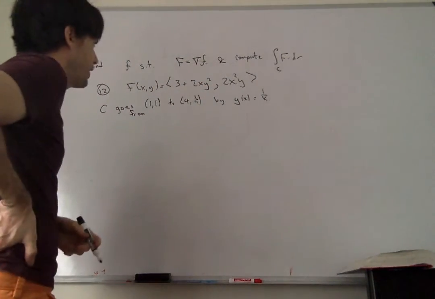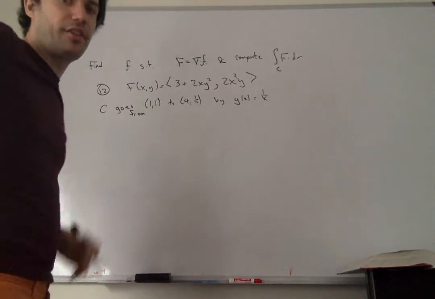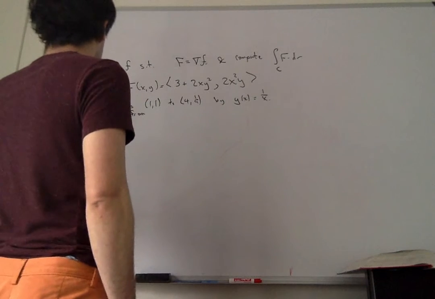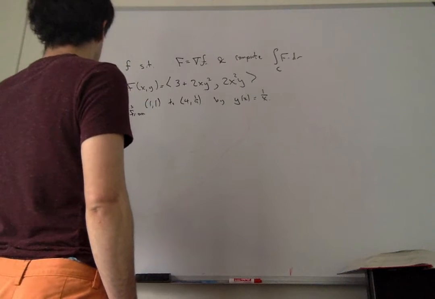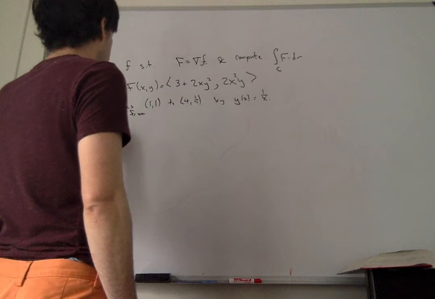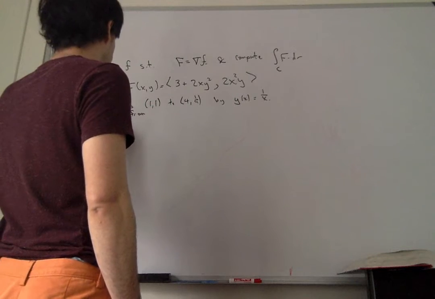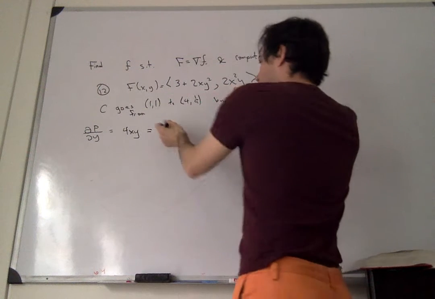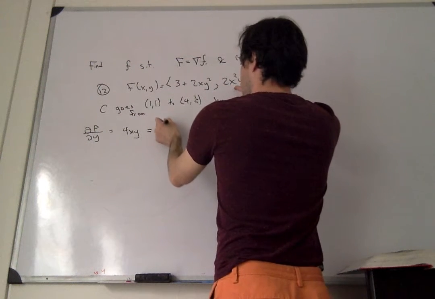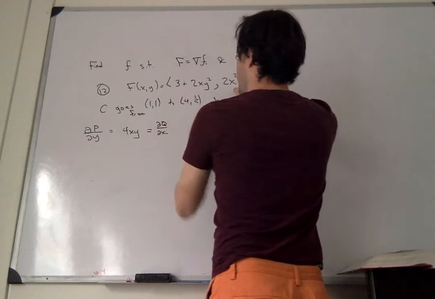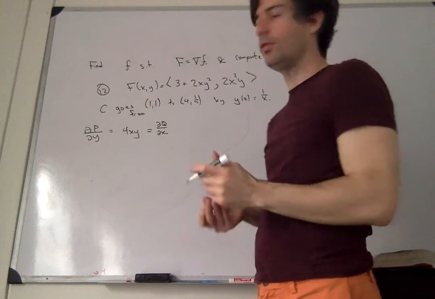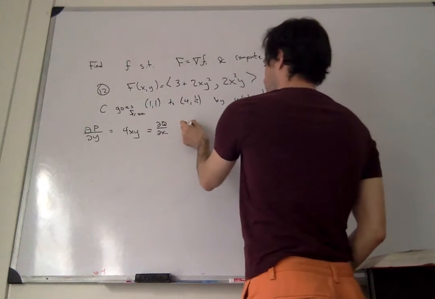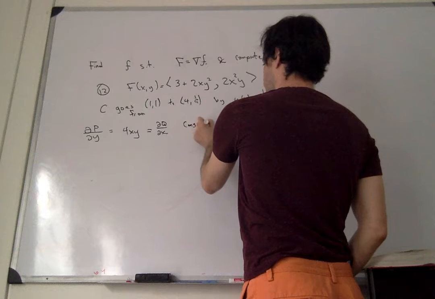So first thing you might ask yourself is, is this even conservative? Let's check real quick. So the derivative of P with respect to y, this is going to give me 4xy, and if I take the derivative of the second one with respect to x, I get that. So hey, indeed they are equal, so this is conservative.